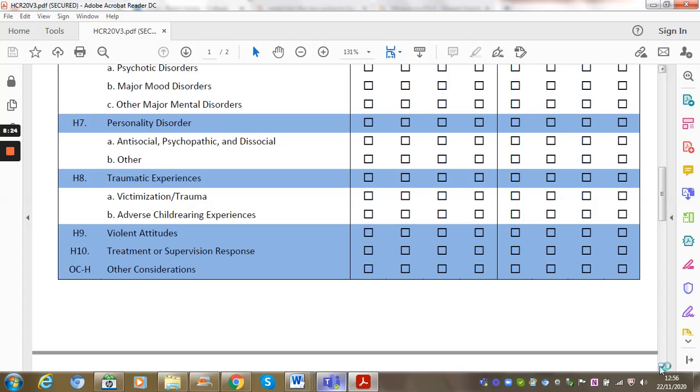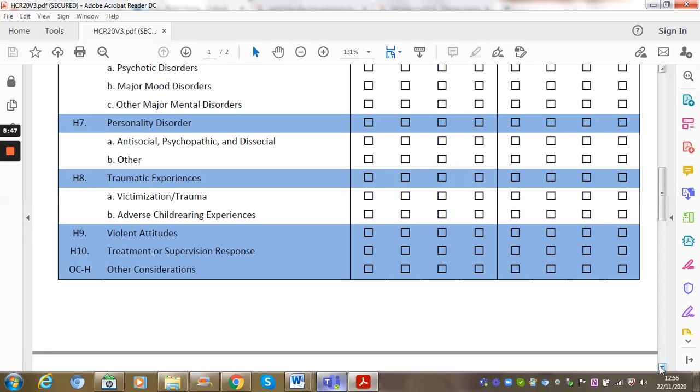H9, violent attitudes. Did they appear to enjoy violence and frequently commit violence before going to prison? They might be on record as having advocated violence. They may have a long prison record for various things they've been in and out of prison for before this final crime that got them banged up.